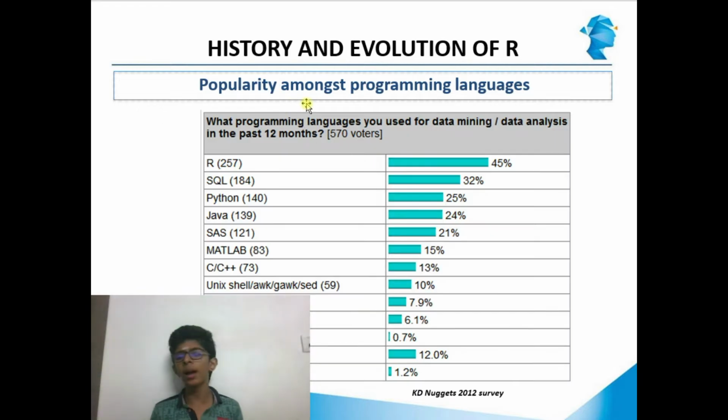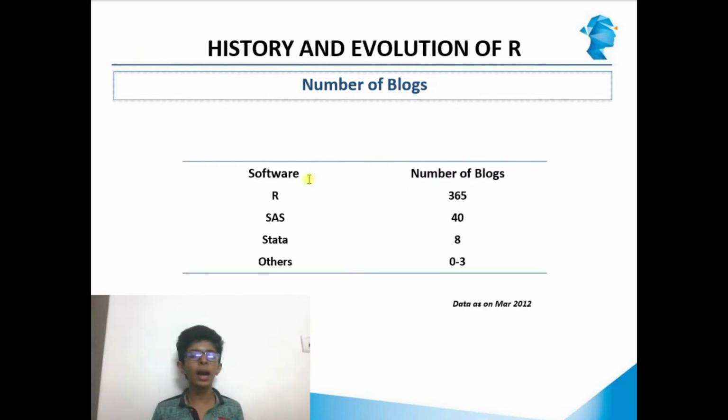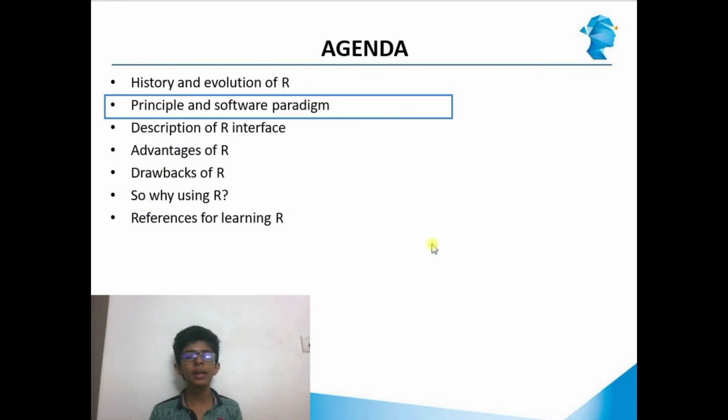Okay, and popularity amongst programming languages: R 257, SQL 184, Python 140, Java then, and the rest you can see also. Okay, and now the number of blogs by software name. Approximately the number of blogs on R was 365, where SAS was only 40, Stata only 8, and SPSS and other software 320. It's like that. Okay, the next is principle and software paradigm.